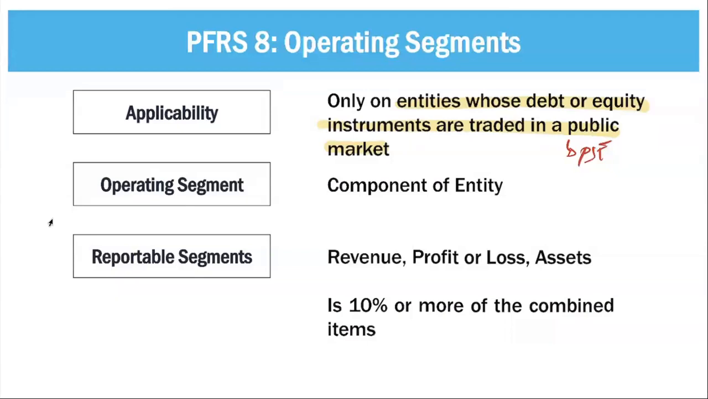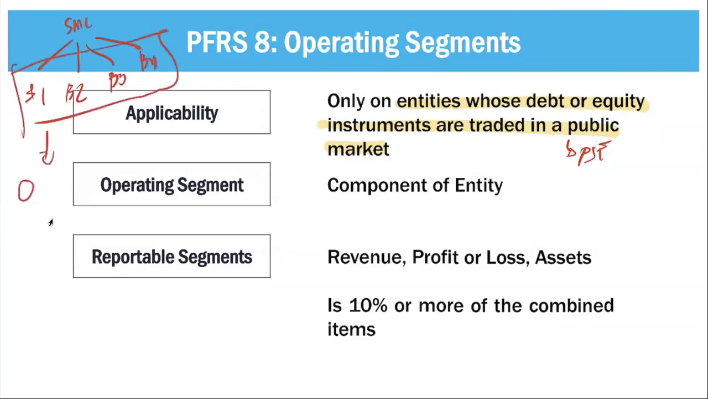An operating segment is a component of an entity that engages in business activity from which it may earn revenues and incur expenses. So in short, if this is San Miguel Corporation, you have different segments here: business 1, business 2, business 3, business 4. So these businesses are called operating segments. These operating segments are different businesses under one particular business which engages in business activities and may earn revenues and incur expenses. So we call those your operating segments.